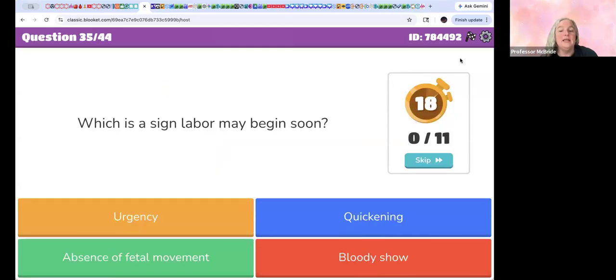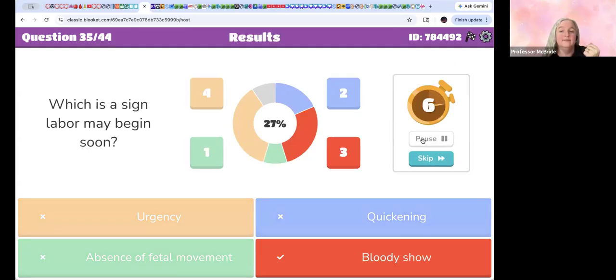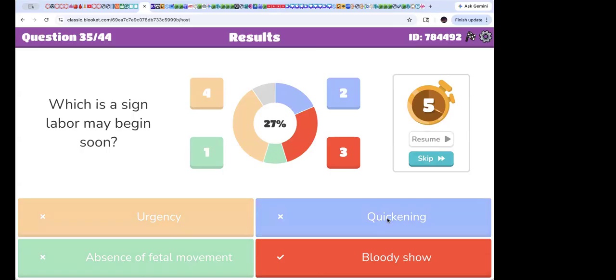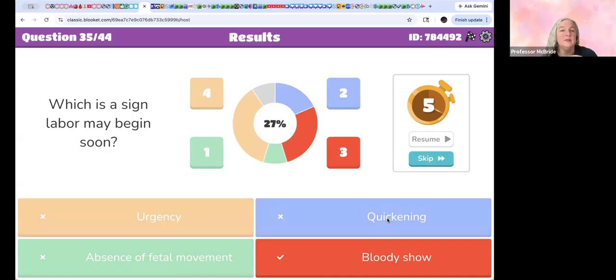Which is a sign labor may begin soon? We are all over the place on this one. What's quickening? Fluttering. Yep. First movement. Those are those first movements, right? So that's not a sign labor is starting.